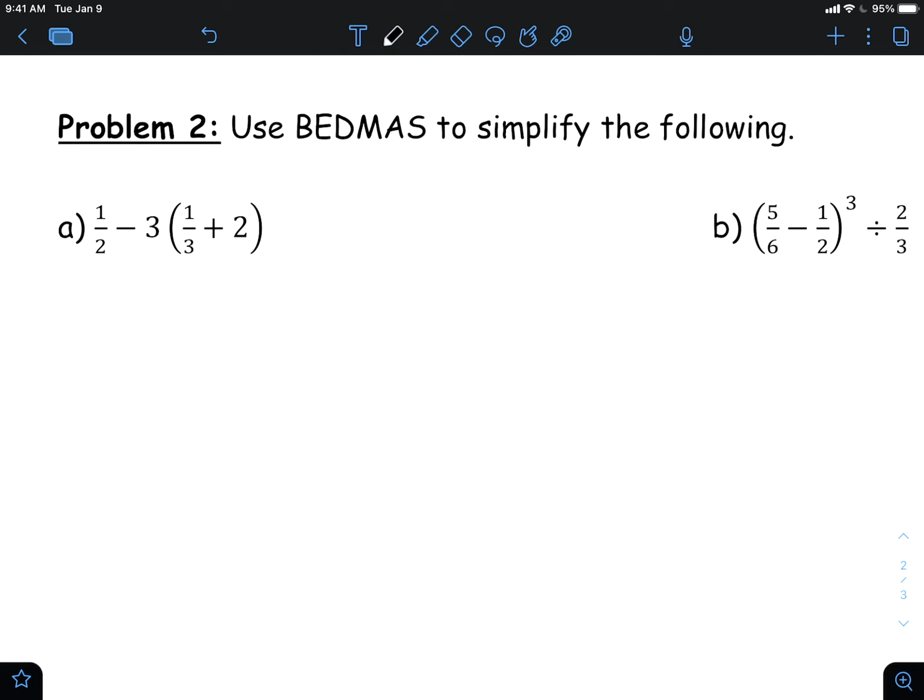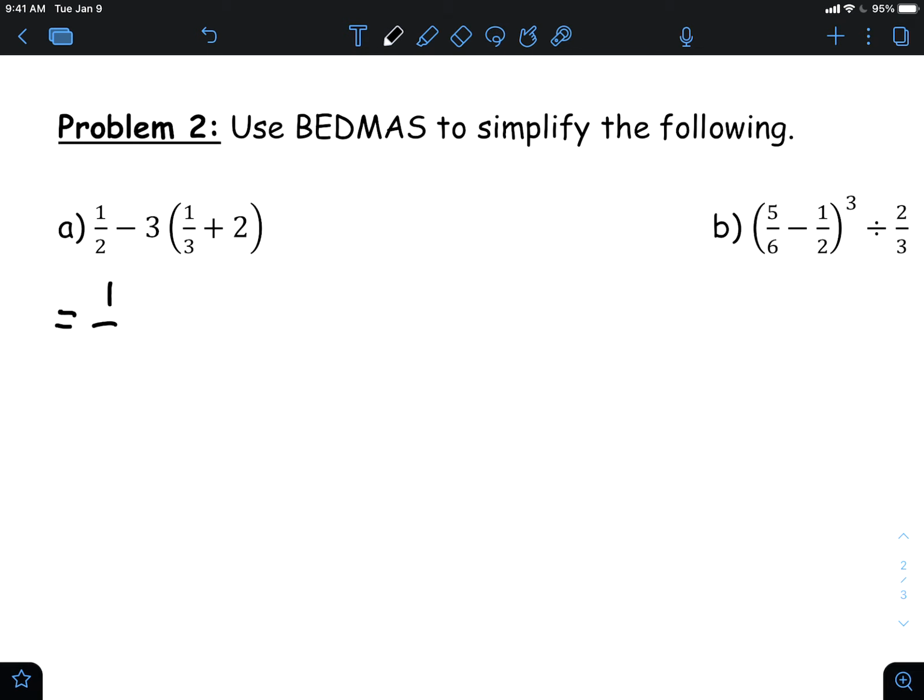So problem 2, all it is, we're adding in other kinds of operations. So now we need to consider our order of operations, our BEDMAS. But otherwise, it's just going to be the same stuff. So for A, we've got 1/2 minus 3 times 1 over 3 plus 2. So with BEDMAS, the first thing that we have there is brackets. So we're going to want to resolve whatever's in our brackets first.